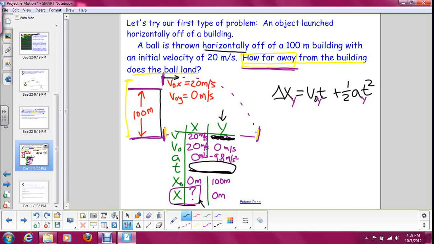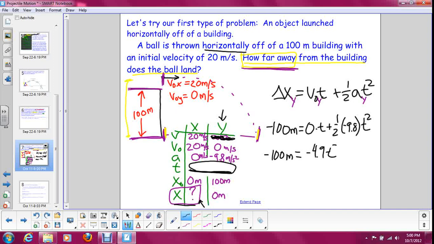So the change in position in the y is 100 meters. It falls from a height of 100 meters down to 0. So its displacement is negative. It starts at a high number, falls to a low number, and it falls 100 meters. So negative 100 meters is equal to the initial velocity in the y times t, which is 0 times t, plus 1/2 negative 9.8 meters per second squared, which is our acceleration in the y, times t squared. So we have negative 100 meters is equal to negative 4.9, which is 1/2 of negative 9.8, t squared.